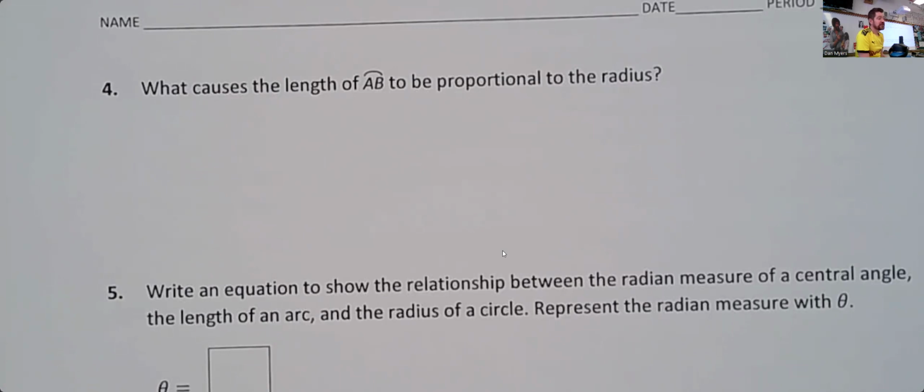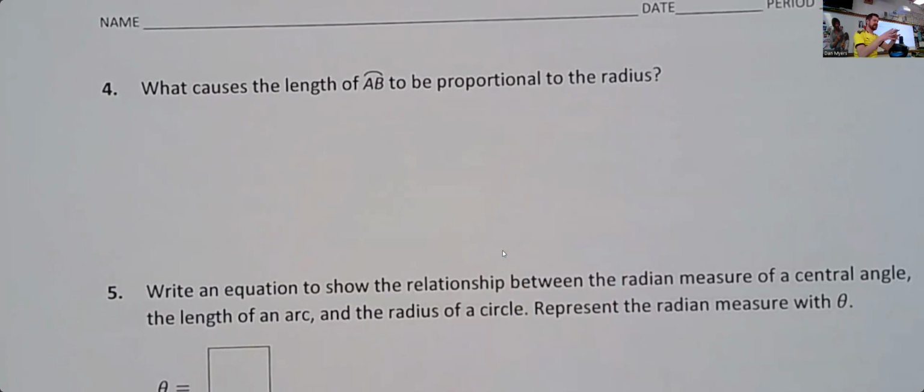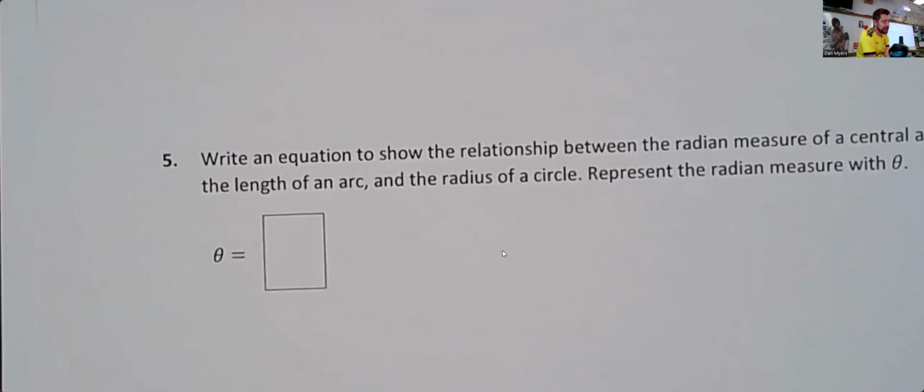It's proportional because all circles are similar, right? If you grow the circle or you shrink the circle, every circle is similar to every other circle. Therefore, the length of AB would have to have that constant proportion to the radius because they're growing and shrinking at the same rate, and every circle is similar to every other circle. Therefore, that relationship isn't going to change. We don't need to write that down, but it's just an explanation. Because all circles are similar would be a nice, concise answer for that.